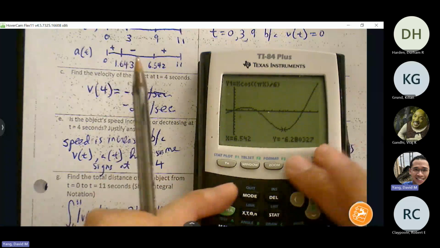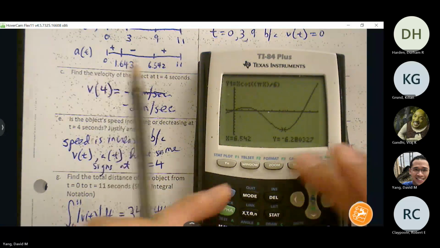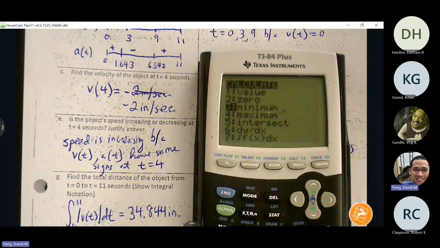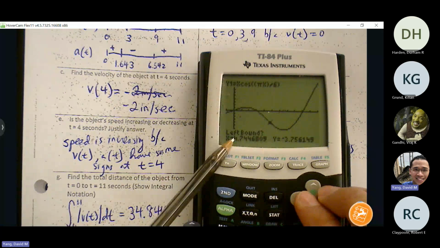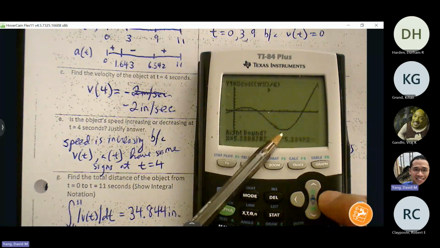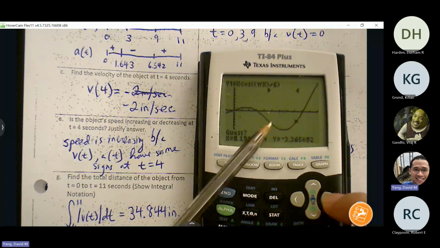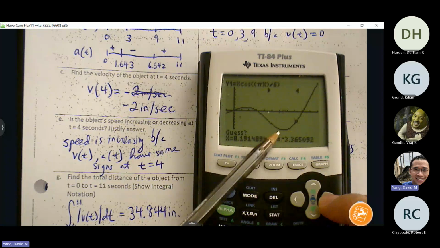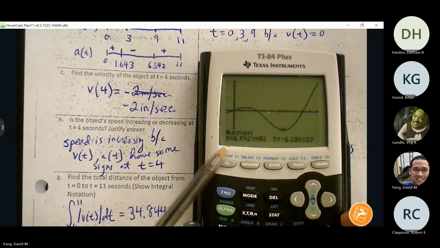You can also find that by doing second trace and going through your minimum feature again. All right, if I want to do minimum again, I can pick a point to the left of my relative minimum, hit enter. Then scroll over to a point on the other side of your relative minimum, hit enter. At no point do you ever want to put your cursor directly at where you think your relative minimum is. Make the calculator find it for you. Don't try to do the calculator's job, otherwise they'll get confused.